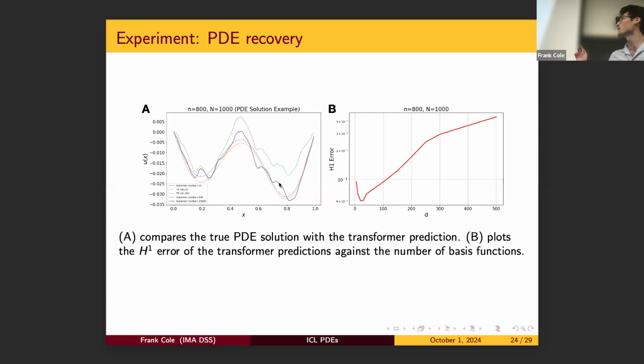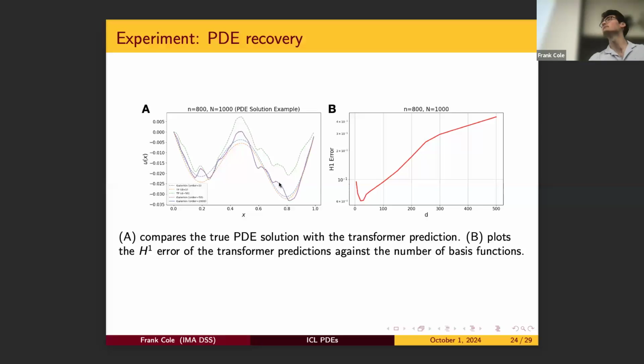The plot on the right is the H1 error for learning the PDE with respect to the number of coefficients that you use. So you see this trade-off that I described earlier in this U-shaped curve. When the number of basis functions is too small, the discretization error dominates. When the number of basis functions is too large, the statistical error dominates.